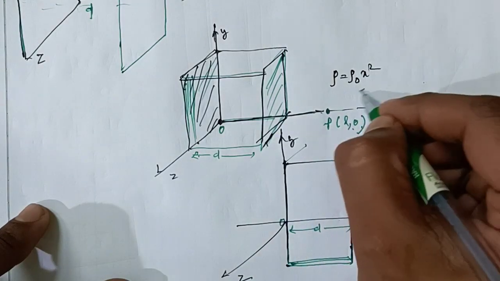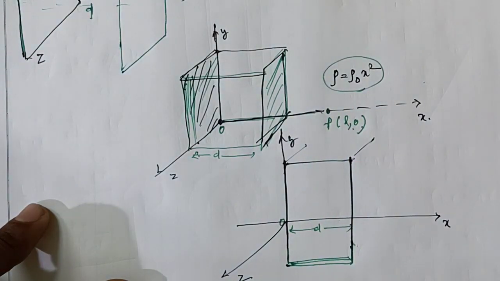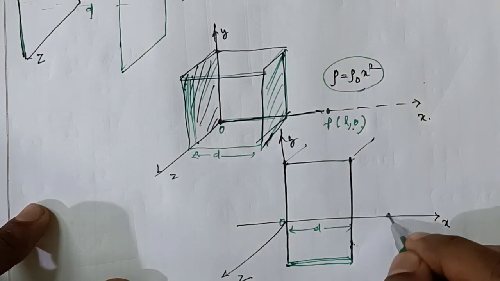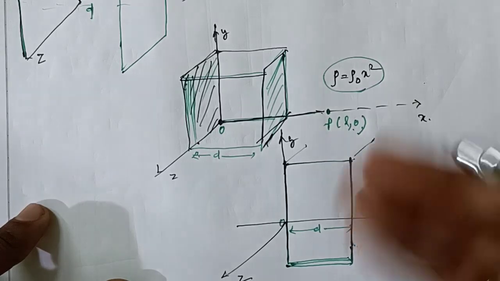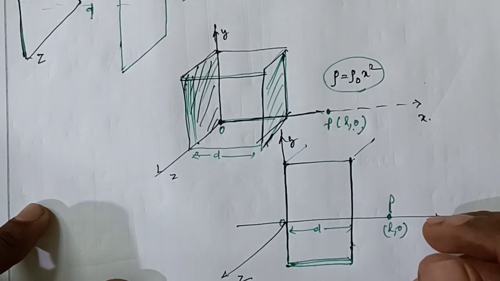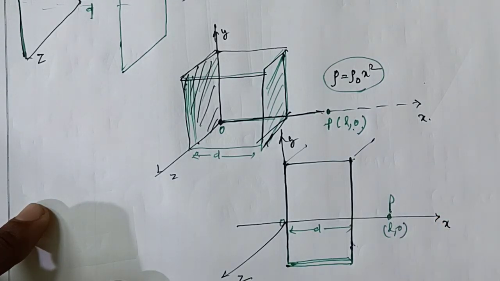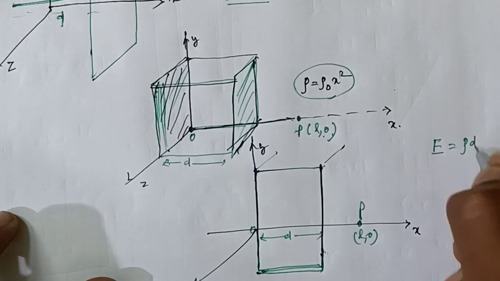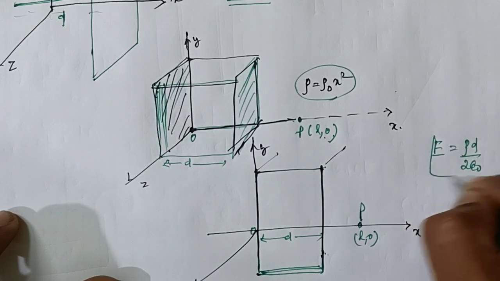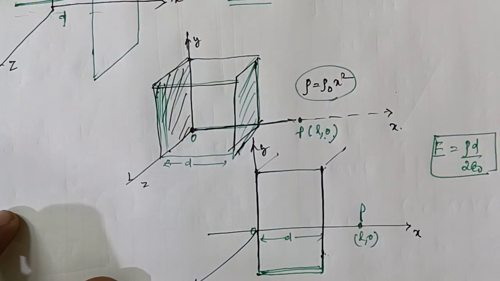This is non-uniformly distributed. So what I will consider, I know this point is here, L0. This point P, they are asking the question: find the expression of electric field. I know this point is here, and outside I know the expression is electric field equals rho d upon 2 epsilon. This is the expression outside, I know.